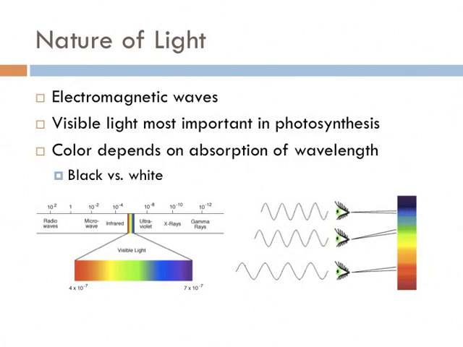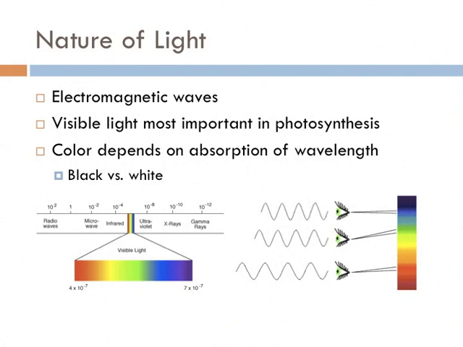Things that look really dark violet reflect the shortest wavelengths that we can see with our eyes, whereas really dark red reflects the longest wavelength we can see. And as it turns out, of the entire electromagnetic spectrum, visible light is the most important range for photosynthesis.